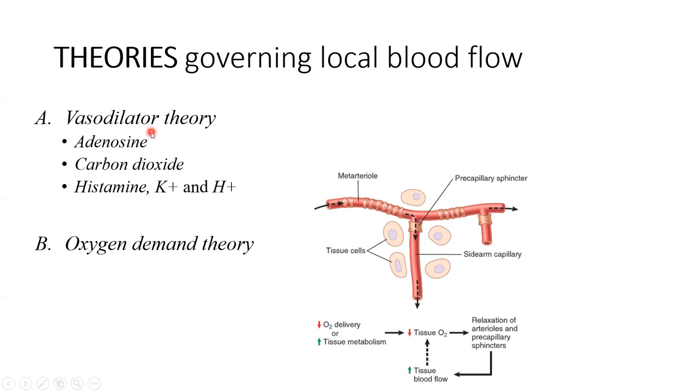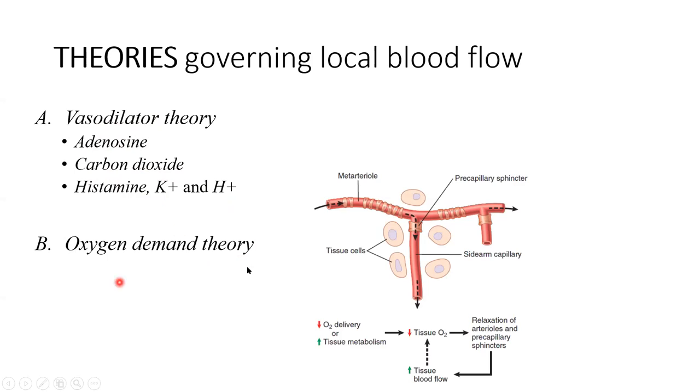So vasodilator theory, as the name indicates, has to do with some sort of a vasodilatory substance. And according to this theory, all tissues have a balance between vasoconstrictors, local vasoconstrictors, and local vasodilators. So the vasodilatory theory says that when the vasodilator substances are available in more quantity, vasodilation happens and blood flow to the organ is increased. And it lays its whole weight on these vasodilatory substances, the presence of them in the tissues. Namely, this is the most studied and the most famous of vasodilators, adenosine. Carbon dioxide, when it's increased in the tissue, also acts as a vasodilator. So does histamine, potassium, and hydrogen. Okay, so this is this theory.